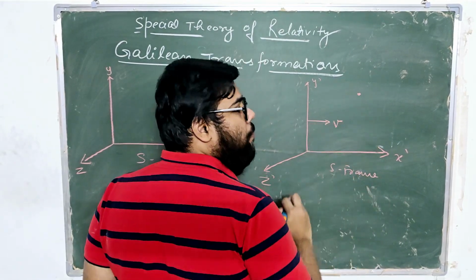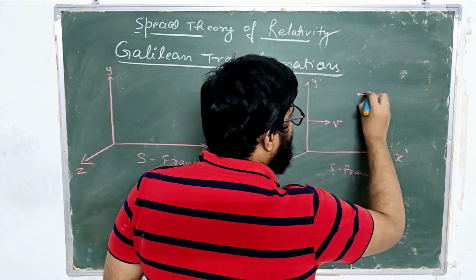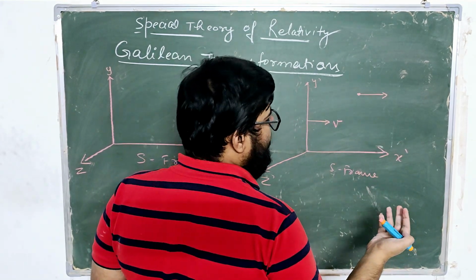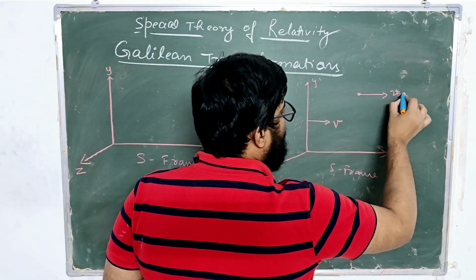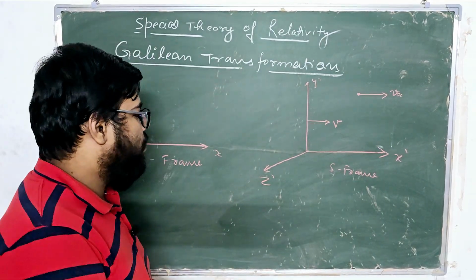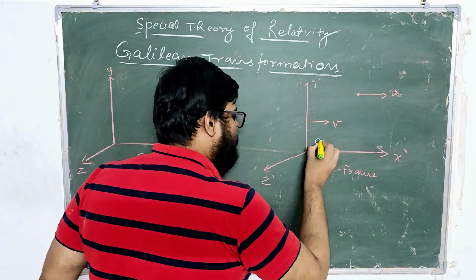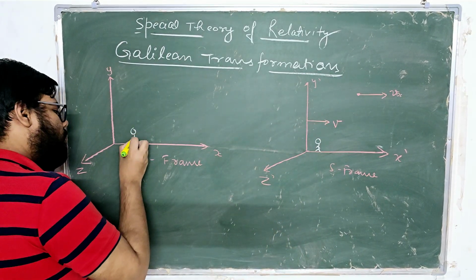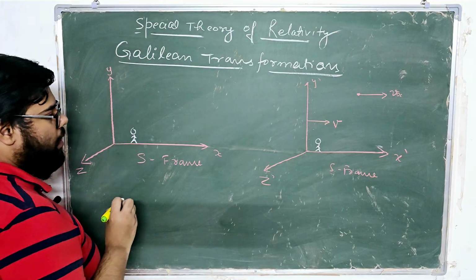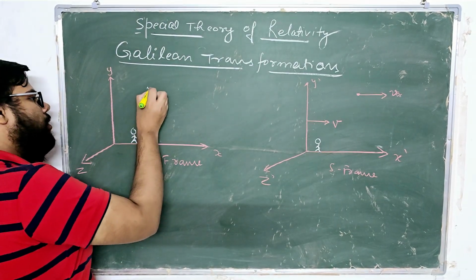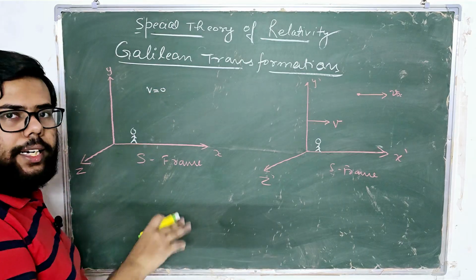And suppose there is a particle which is moving in the x direction with a velocity vx. This v and this vx are different. Now there is an observer in this frame, and there is another observer in the S frame, and of course this one is at rest.